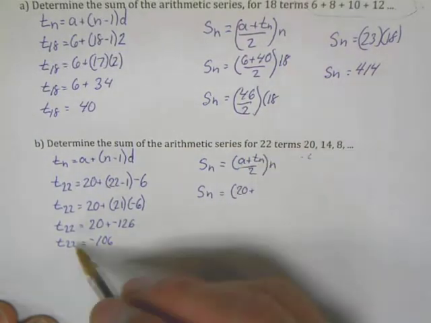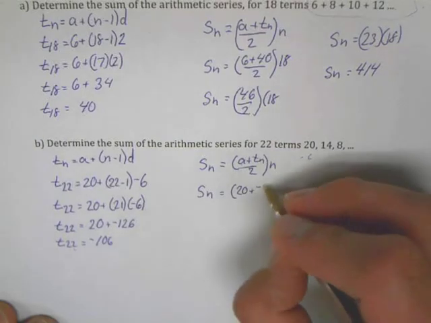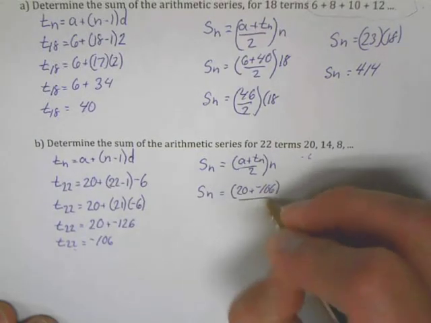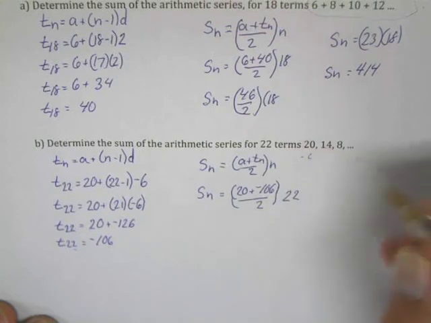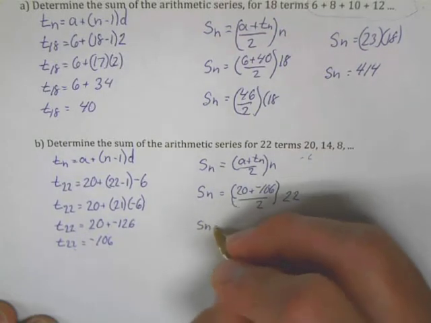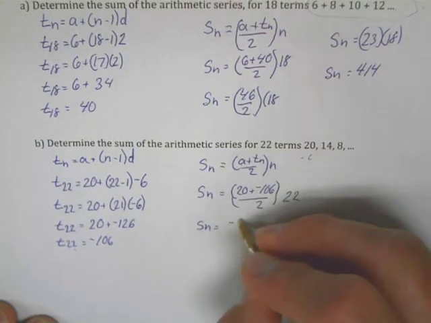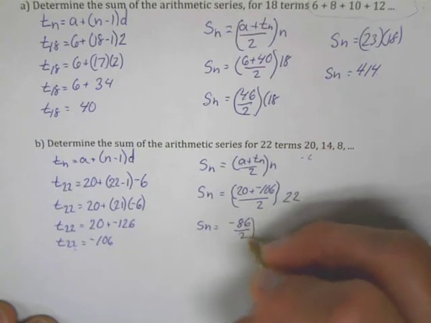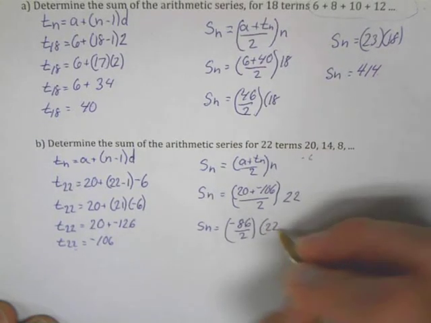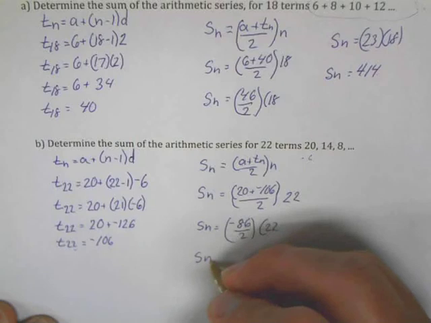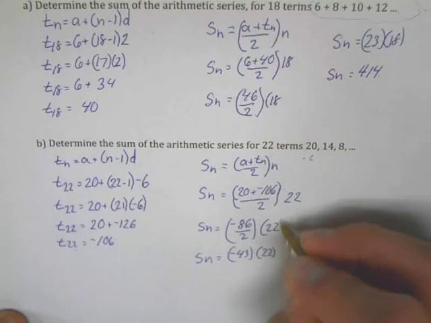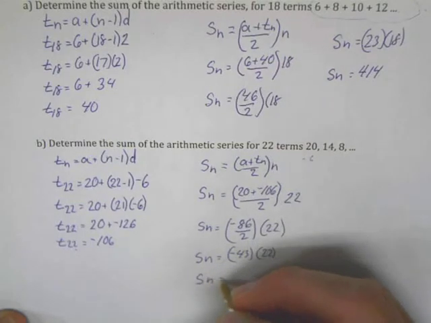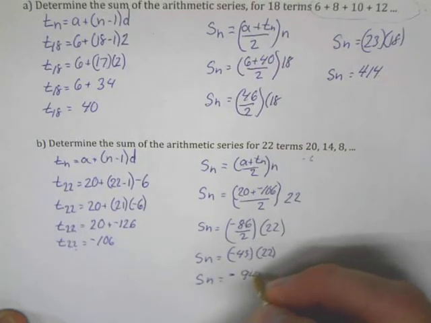Term n, which is term 22, is negative 106, divided by 2, and they want us to add up the first 22 terms. Sn is equal to negative 86 divided by 2, times 22. Sn is equal to negative 43 times 22, sorry, the bracket on there. Sn is equal to negative 946.